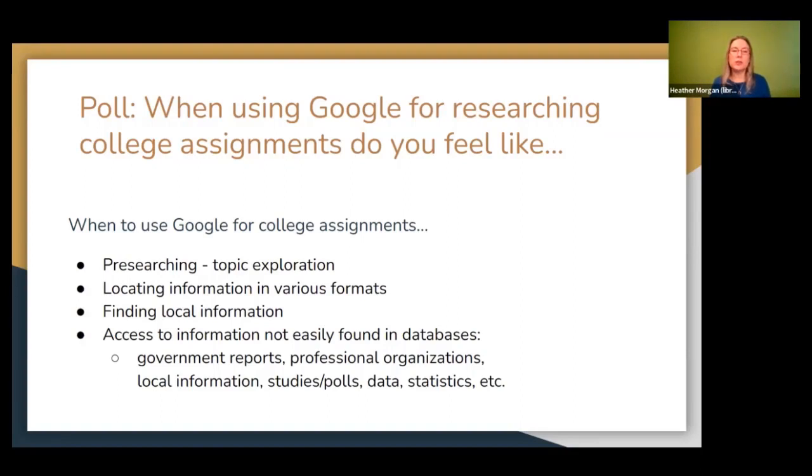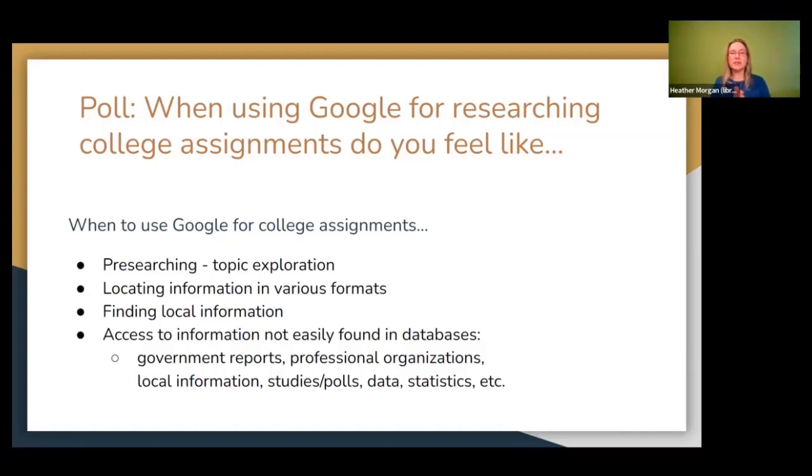Also, when you want to find information in a variety of formats, sometimes I know Sharday loves to listen to podcasts, and if you're trying to find a podcast associated with your research topic, Google's a great place for that. Videos the same way, or maybe charts, all sorts of other formats besides just written word. And also local information. A lot of local information is available through Google that you might not find in databases or might be really difficult to find in book form.